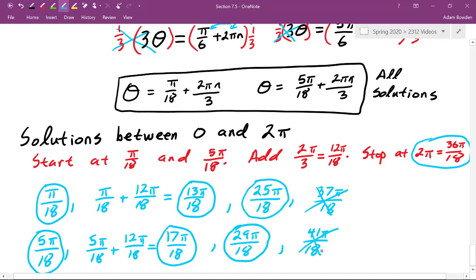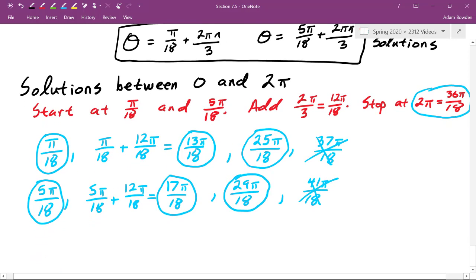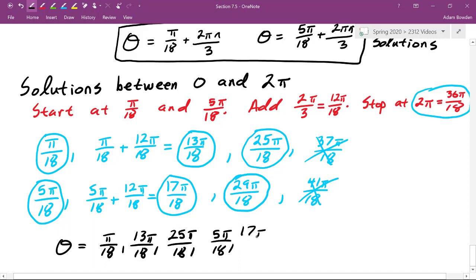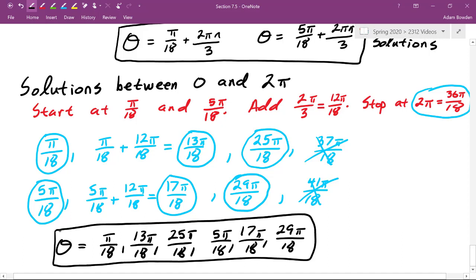We've gone too far. So the solutions between 0 and 2 pi amount to pi over 18, 13 pi over 18, 25 pi over 18, 5 pi over 18, 17 pi over 18, and 29 pi over 18. So we have 6 solutions for this equation between 0 and 2 pi.